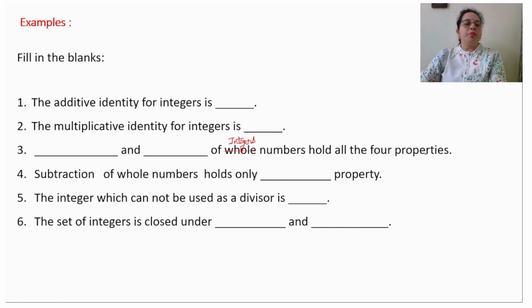Integers hold all the four properties. Here also, subtraction of integers holds only closure property. The integer which cannot be used as a divisor is 0. The set of integers is closed under addition and multiplication.